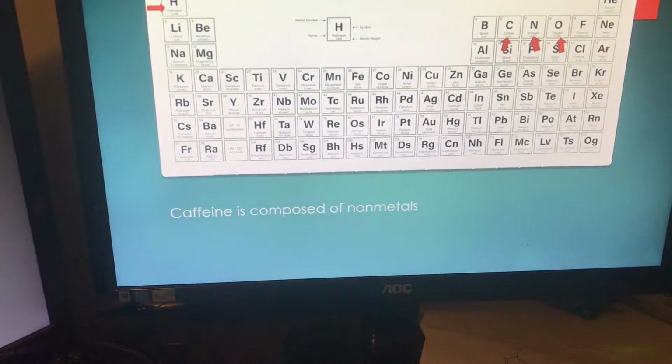We can see that the components of caffeine are mostly all in the same period. We have carbon, nitrogen, and oxygen here, and hydrogen over here. All of these elements are nonmetals.